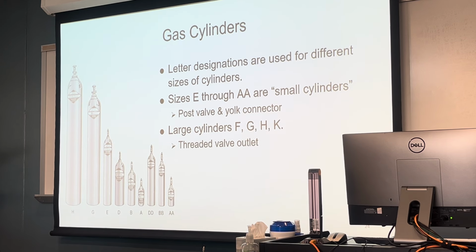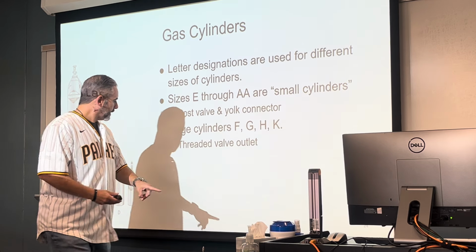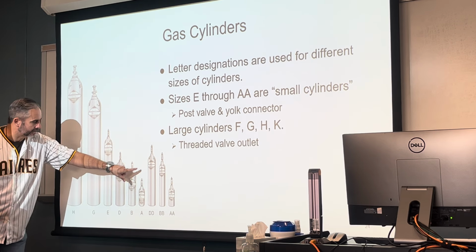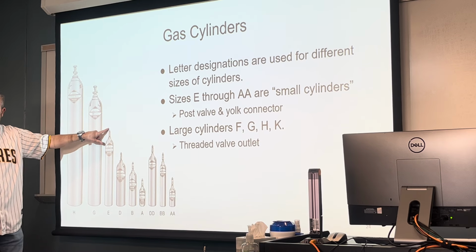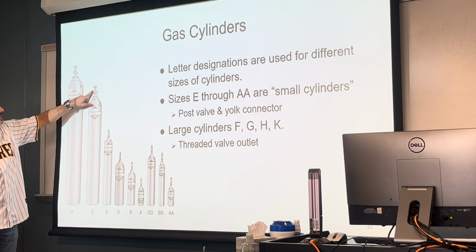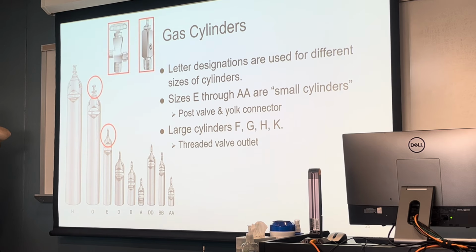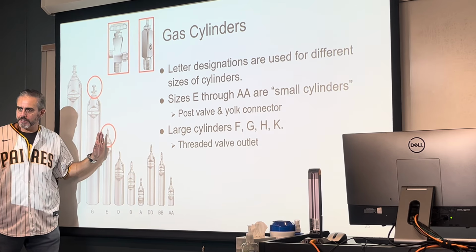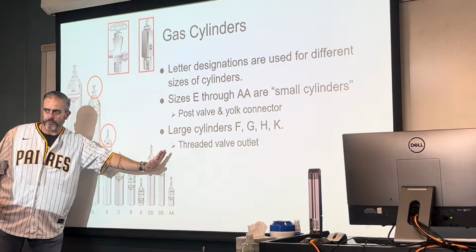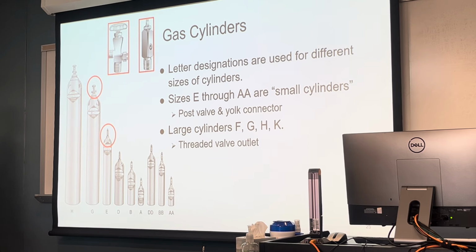Notice the differences too at the top of these tanks. The smaller ones have what we call a yoke, a kind of valve-type stem, while the larger ones have more threaded connections. So there's the yoke top for the smaller tanks, starting with E all the way to the right, and the larger ones have this type of threaded connection.